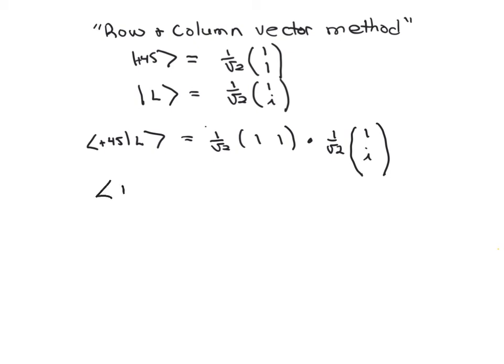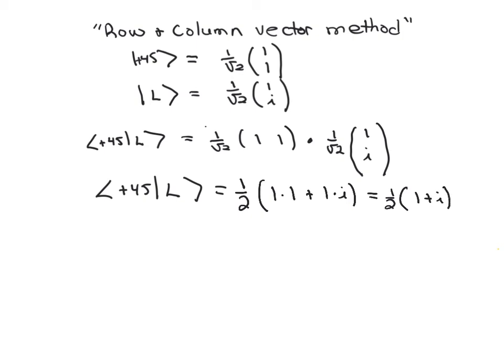We get that this probability amplitude plus 45 L is equal to, and I've got two factors of 1 over the square root of 2, so I'm going to multiply those out and pull it out in front. So I have a factor of 1/2 out in front, and then the result is just equal to 1 times 1 plus 1 times i, and that's equal to 1/2 times 1 plus i, which of course is the same result we got using the Bra and Ket method.